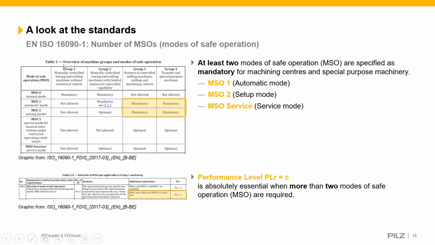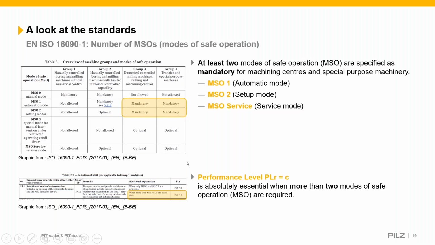So within the standard, Table 3 has an overview of machine groups and the modes of safe operation. If we look at group 3 and 4, it's saying that if you have automatic or setting mode, they're mandatory. So at least two modes of safe operation are specified as mandatory for machining centres and special purpose machinery. MS01 being automatic, MS02 being setup, and then there's an MS0 service mode.